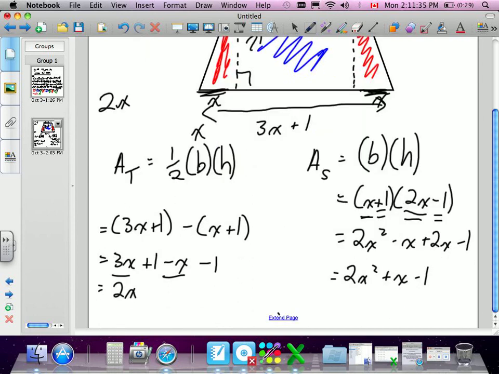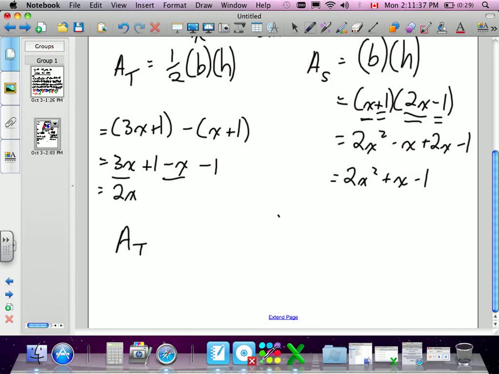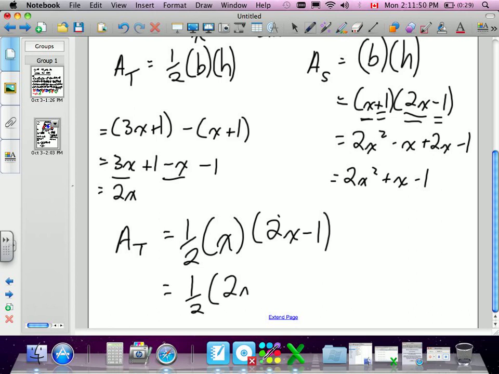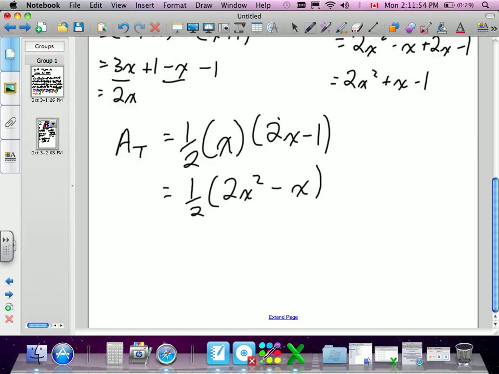So we use that same formula we had before. Area of a triangle is equal to 1/2. The base is x, and the height was 2x minus 1. And we need to distribute. I'll distribute the x in first. So we get 1/2 times 2x squared minus x. And then we distribute the half. This becomes x squared minus a half x.